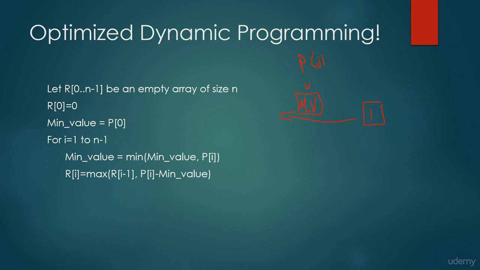Next, I set Ri equal to the maximum between Ri minus 1. So the maximum profit is either from the previous I minus 1 elements, or it's actually Pi, the price at I, minus the minimum value, whatever it is, whether it's this minimum value or it's actually I. So Ri is the maximum of both of these values. Finally, once I'm done with that loop, I simply return Rn minus 1.